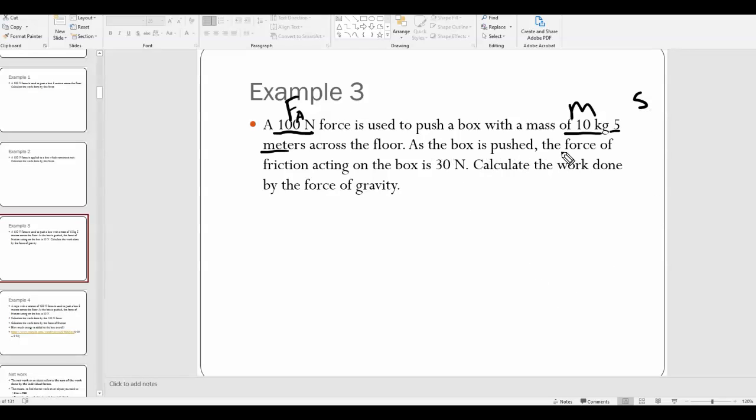As the box is pushed, the force of friction acting on the box is 30 newtons. So now we've got a lot more going on. That's going to be kinetic friction, by the way, because it's moving. Read what the question says. Calculate the work done by the force of gravity. Okay, so I want you to pause it there and see if you can do example 3 on your own.